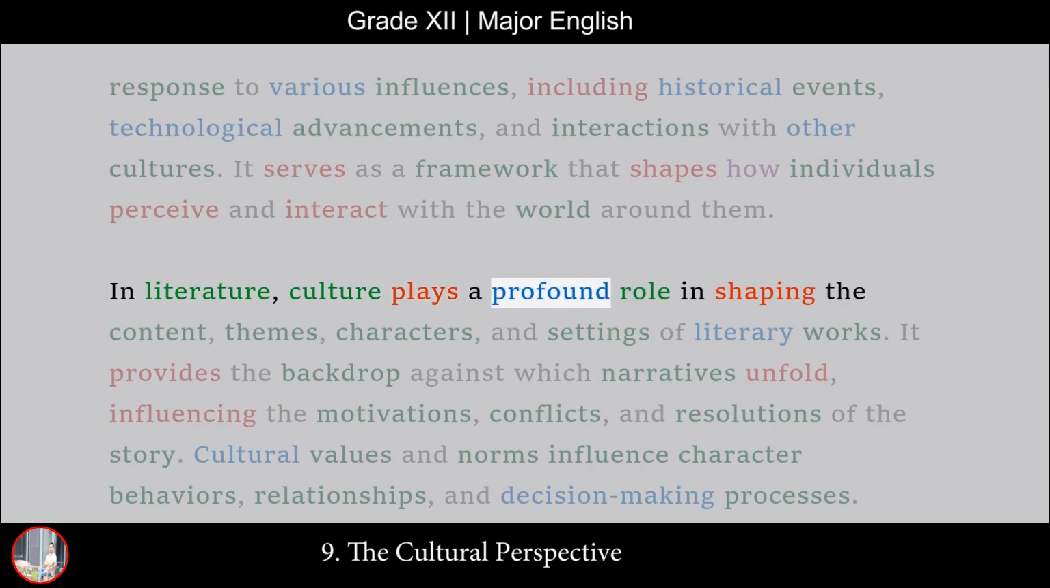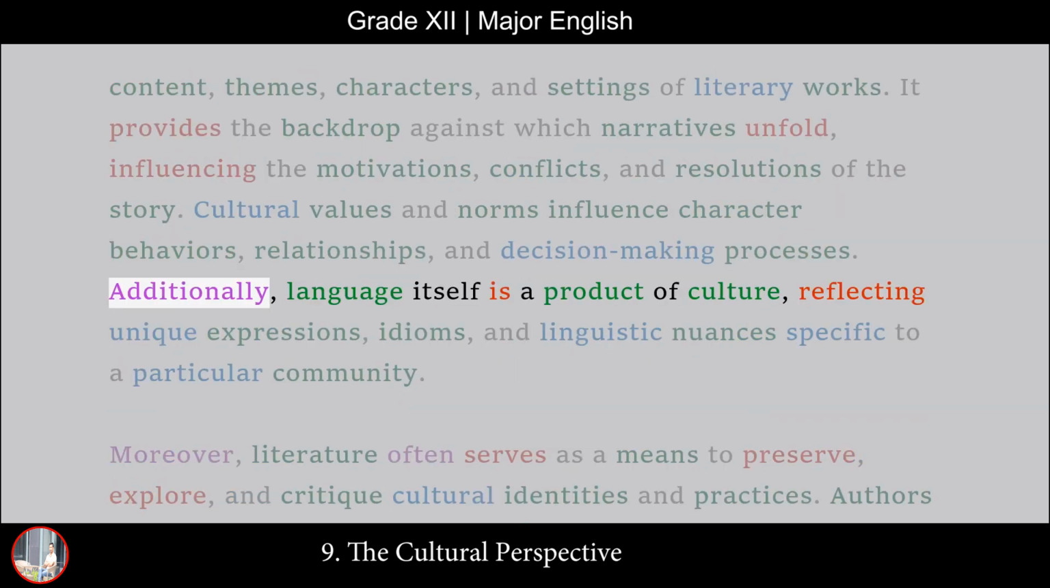In literature, culture plays a profound role in shaping the content, themes, characters, and settings of literary works. It provides the backdrop against which narratives unfold, influencing the motivations, conflicts, and resolutions of the story. Cultural values and norms influence character behaviors, relationships, and decision-making processes. Additionally, language itself is a product of culture, reflecting unique expressions, idioms, and linguistic nuances specific to a particular community. Moreover, literature often serves as a means to preserve, explore, and critique cultural identities and practices.